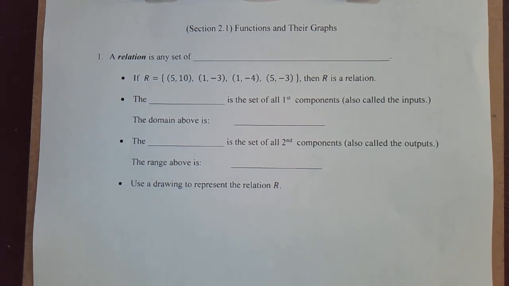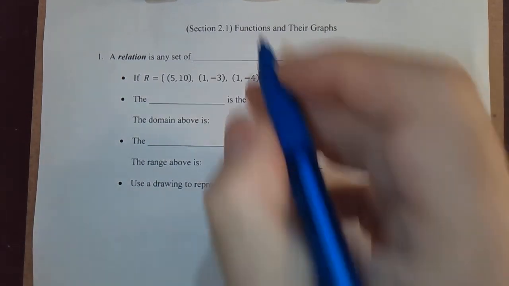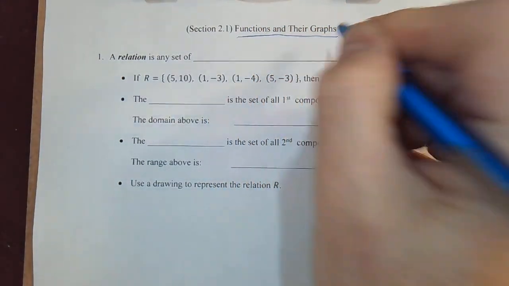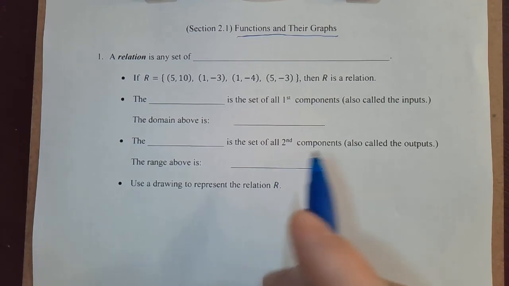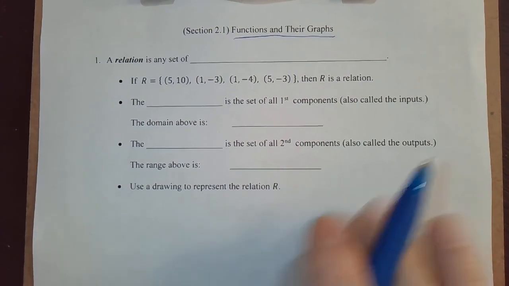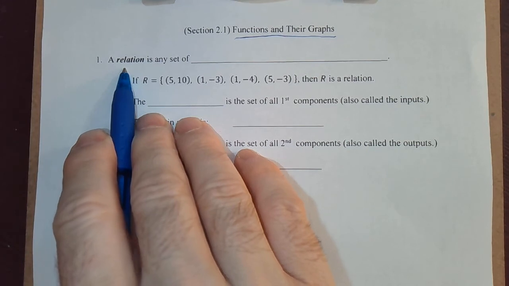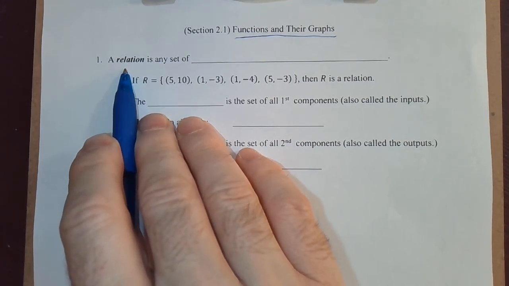In this chapter, we're going to talk about all kinds of different functions and how to graph certain types of functions. In this first section, all we're going to do is basically learn some definitions about functions and their graphs. So let's start off with what a relation is. This is maybe the only time in the class I'm going to discuss relations, but we need to know what a relation is before we get to a function.